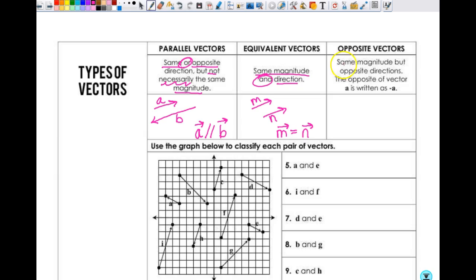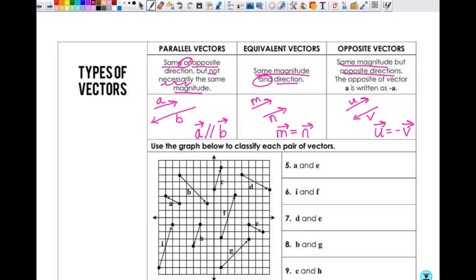And then opposite vectors have the same magnitude but opposite directions. So it would look something like this. This is U and this is B. And then opposite vector, so if A, the opposite of A is negative A, so we could say that vector U is equal to negative of the vector B. We'll talk about what to do with the negatives later, but they have the same magnitude, different directions.